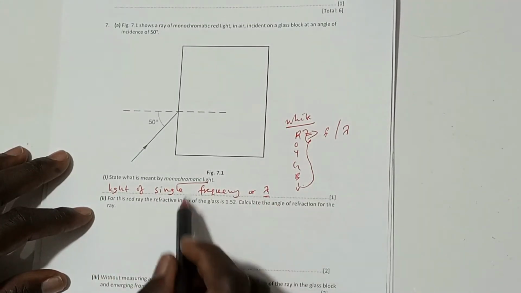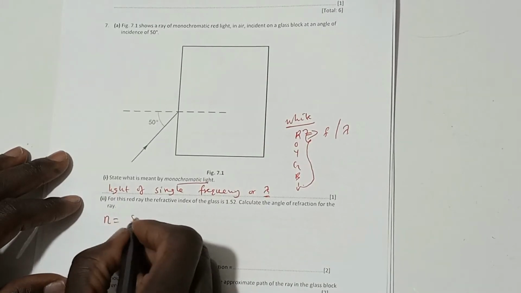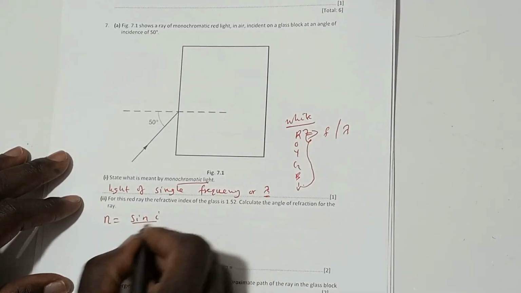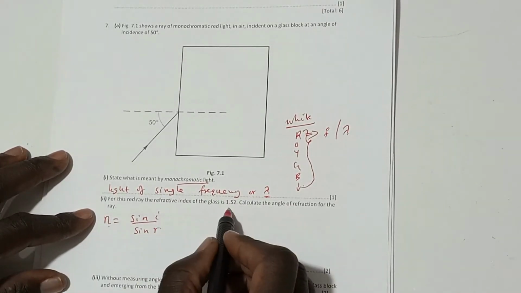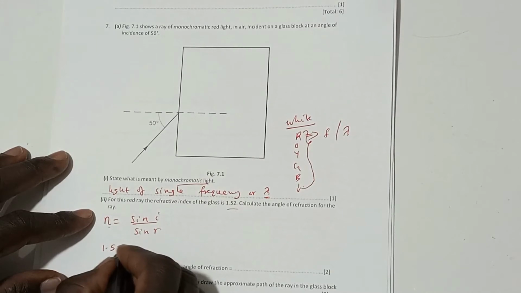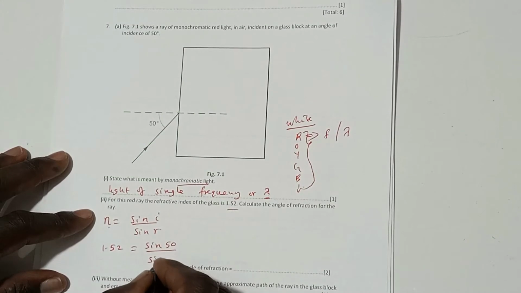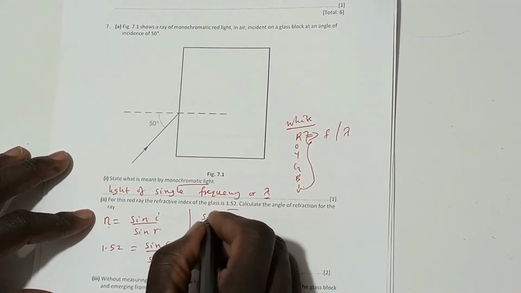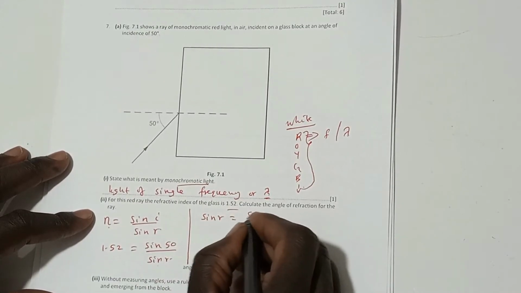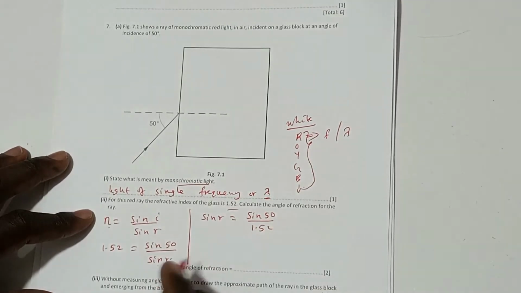Now, we know that refractive index is given by sine i divided by sine r. The refractive index here is 1.52. So 1.52 is equal to sine i, that is sine 50, divided by sine r. Making sine r the subject of the formula, we'll have sine r equal to sine 50 divided by 1.52. What we do is just take this side and bring this on this side.